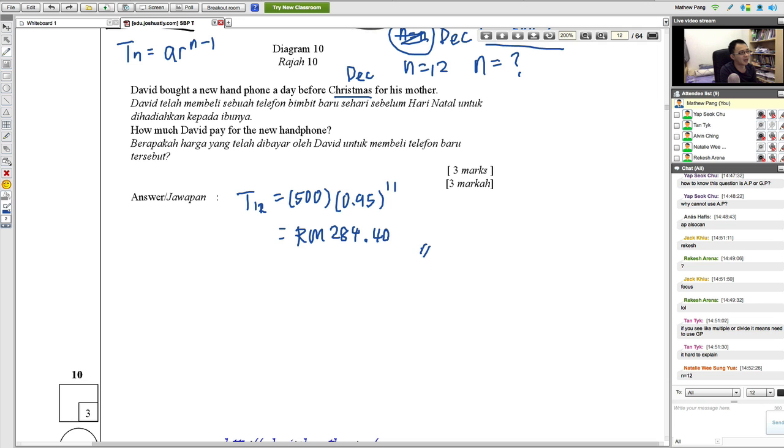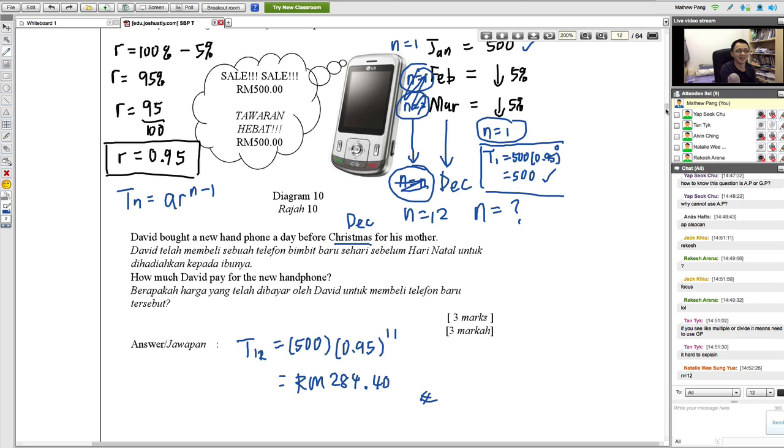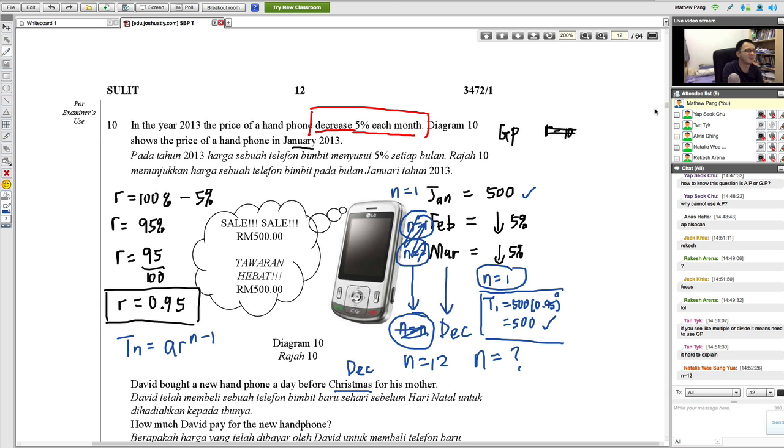Okay, this is how we solve the HOTS question. You will need to get the idea, because somehow I was actually confused about a question like this. Anyways, I hope I can make you understand this. About the AP or GP part, maybe you can think like this.